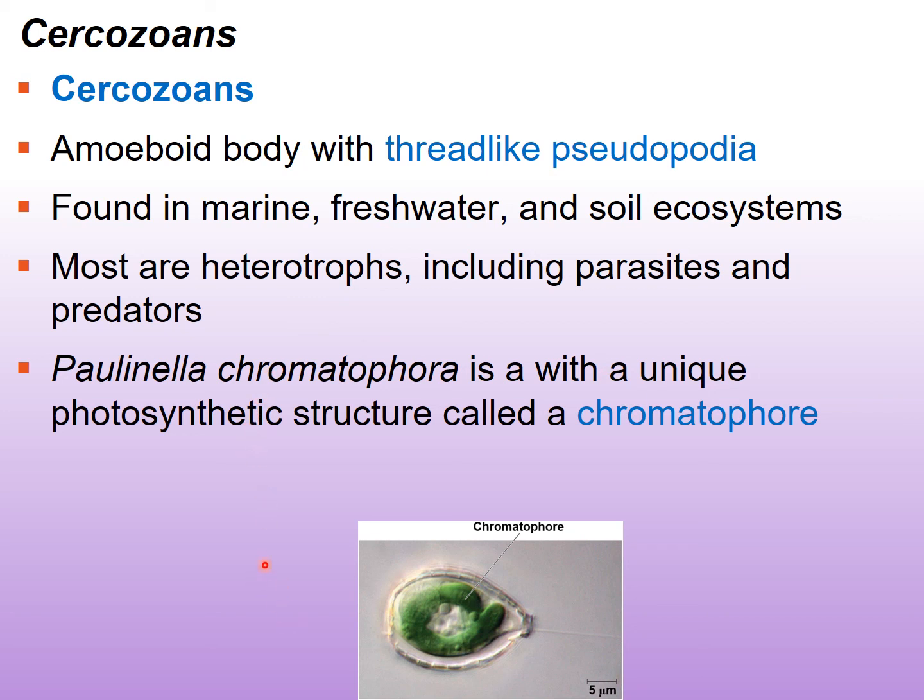So, here's an example of one that actually has a photosynthetic structure. It's quite unique. It's called a chromatophore. It's actually thought to have evolved from a different cyanobacterium than the chloroplast.